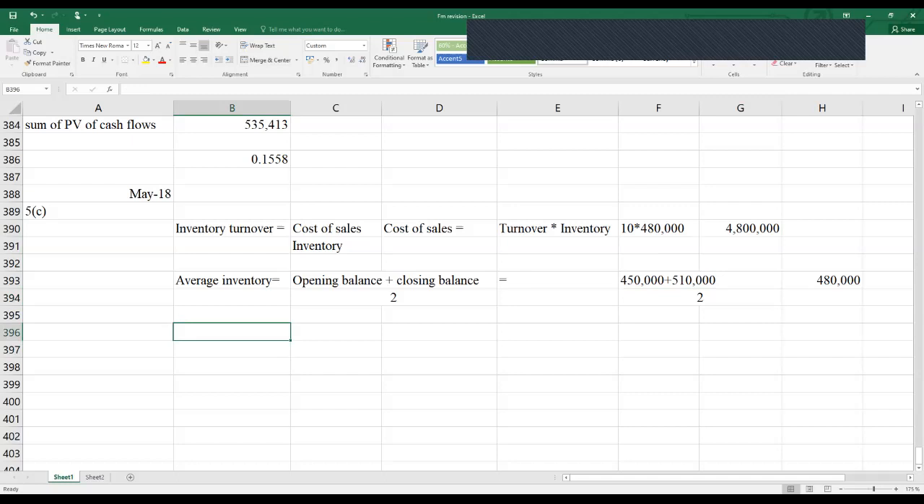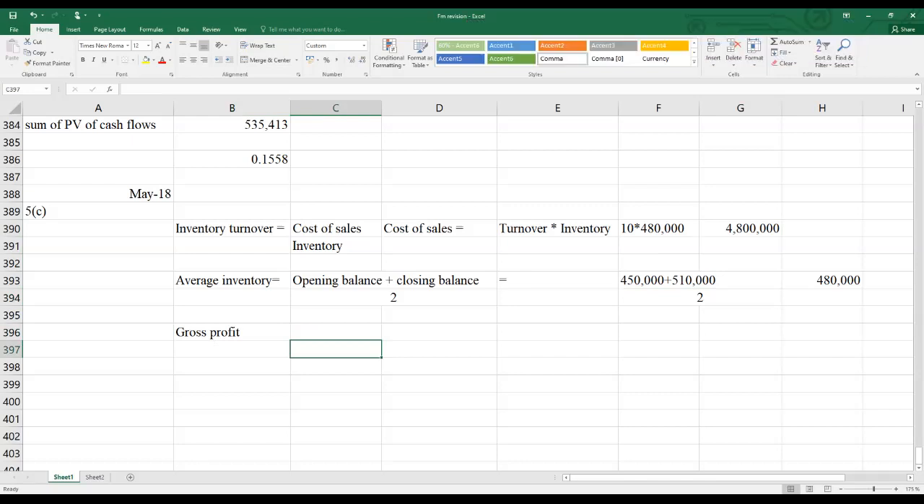Next, you've been asked to get the gross profit. So gross profit for this company: if you look at the extracts of financial information you've been given, you've been told the gross profit margin is 20%, which implies, therefore, what's the percentage of the cost of sale? If the gross profit is 20%, what is the proportion of the cost of sale?